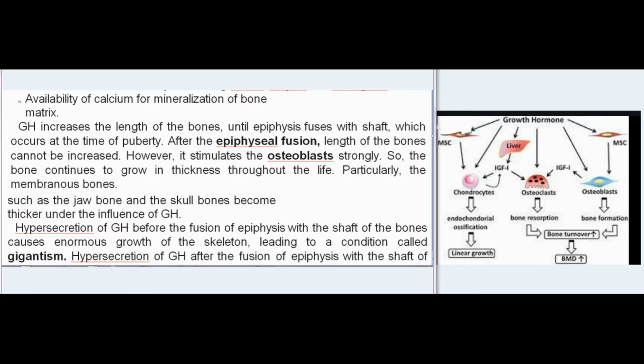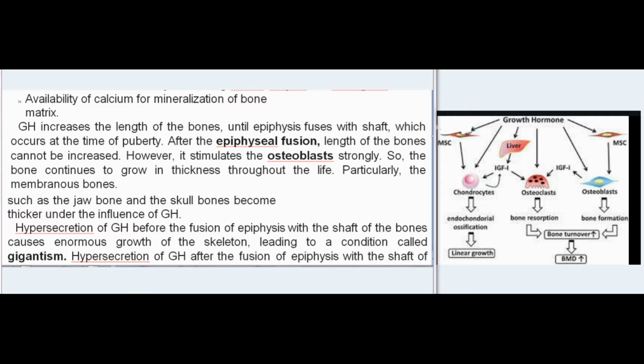GH increases the length of the bones, until epiphysis fuses with shaft, which occurs at the time of puberty. After the epiphyseal fusion, length of the bones cannot be increased. However, it stimulates the osteoblasts strongly. So, the bone continues to grow in thickness throughout the life.